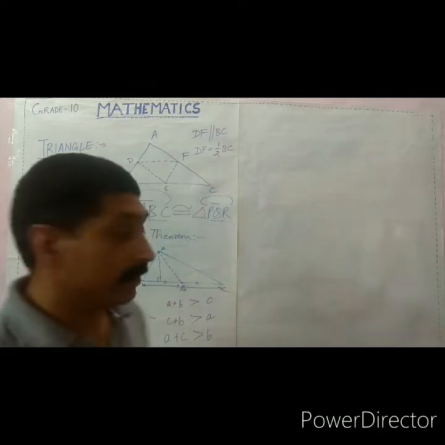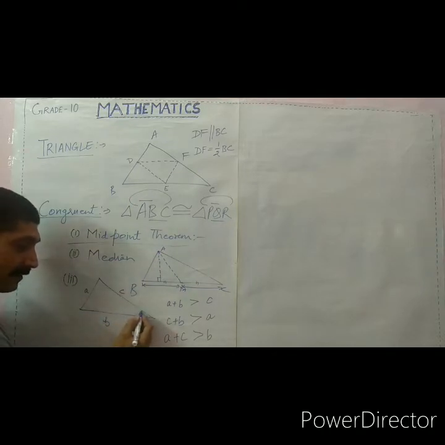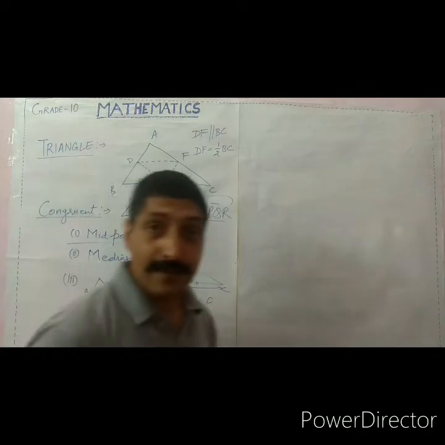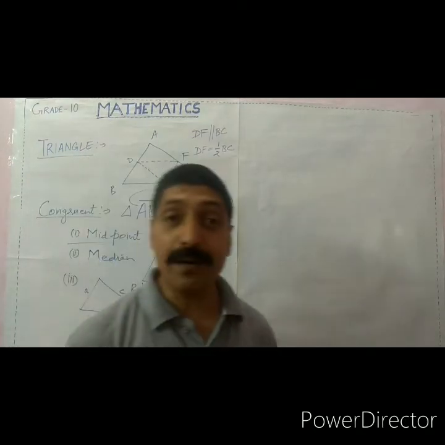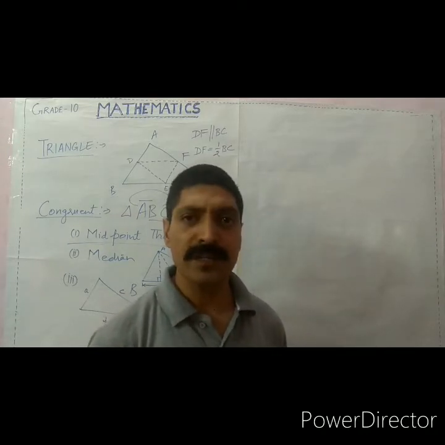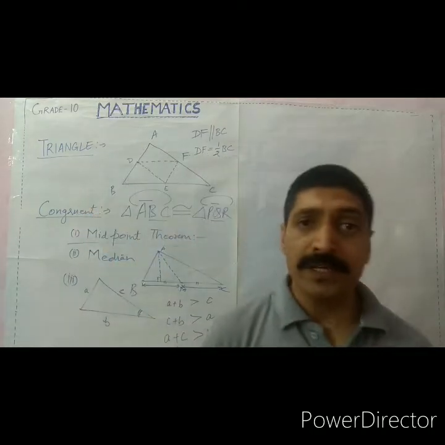Another very important property we have discussed: if in a triangle we have the smallest angle out of these three angles, the side opposite to the smallest angle will be of the shortest length. Similarly, the side opposite to the larger angle of a triangle is always the longest side of a triangle. So there are so many other properties which we have studied in grade 9.